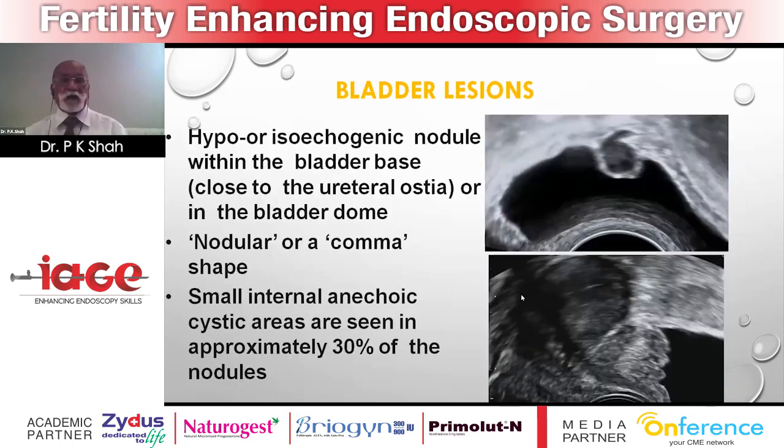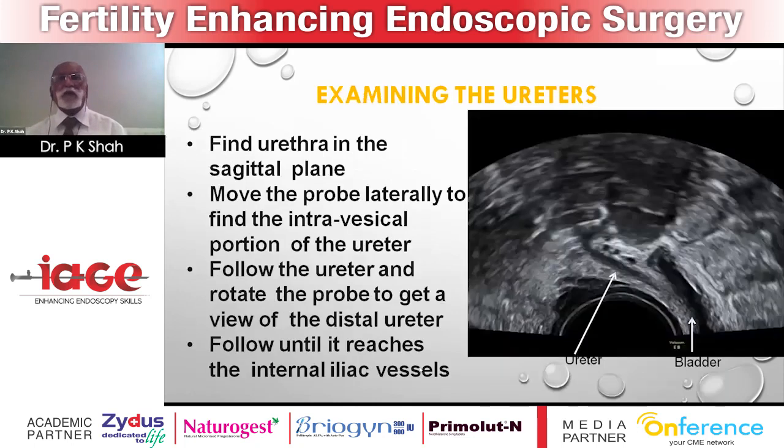Bladder lesions are hypoechoic or isoechoic nodules within the bladder base, close to the ureteral ostia or the bladder dome, and they are nodular or comma shaped, as you can see here, like a comma. Or you can have a huge cystic structure. Small internal anechoic cystic areas are seen in approximately 30%. Then you must examine the ureters. As you can see here, the ureters can be traced right up to the kidneys.